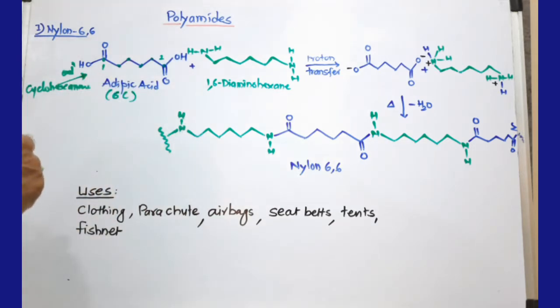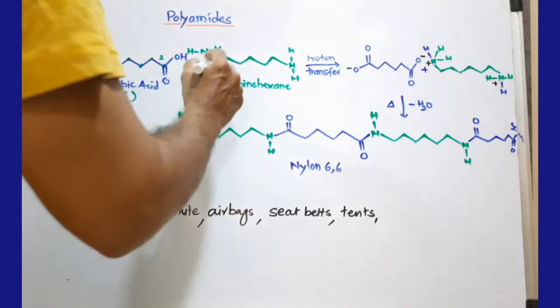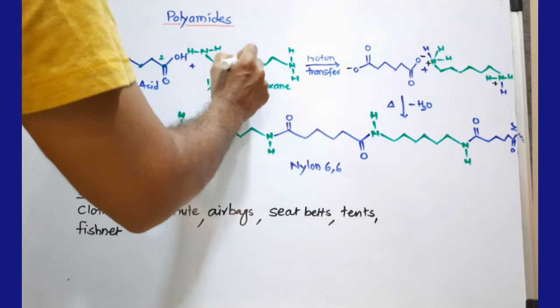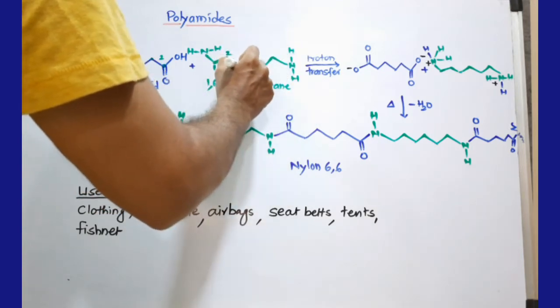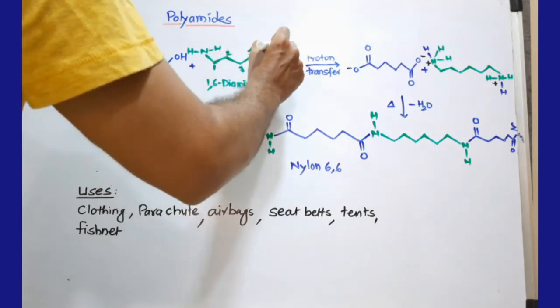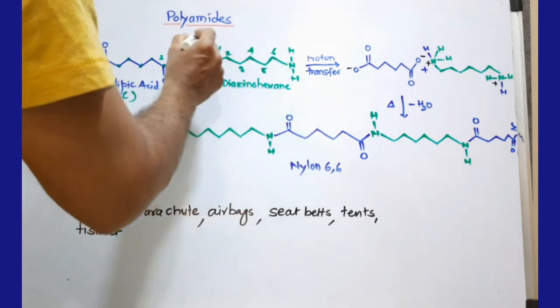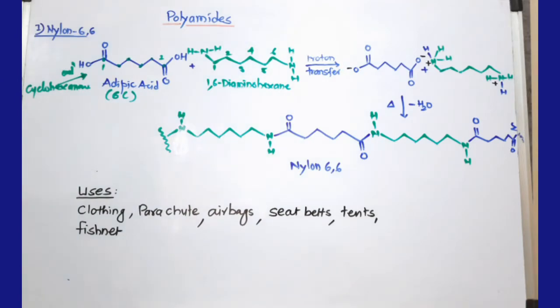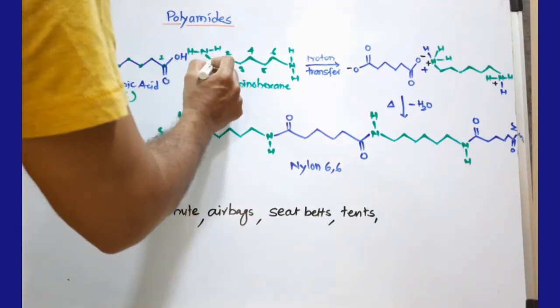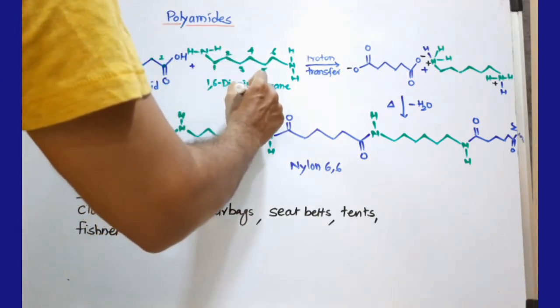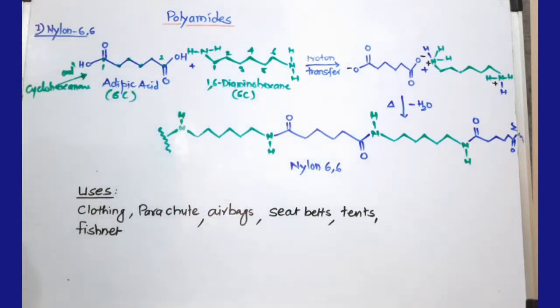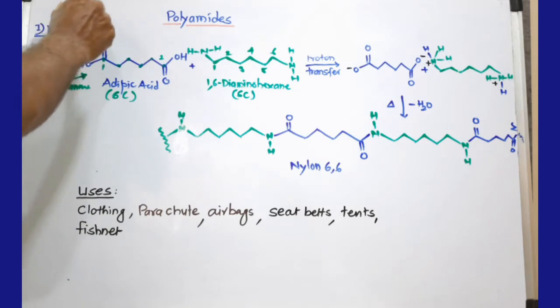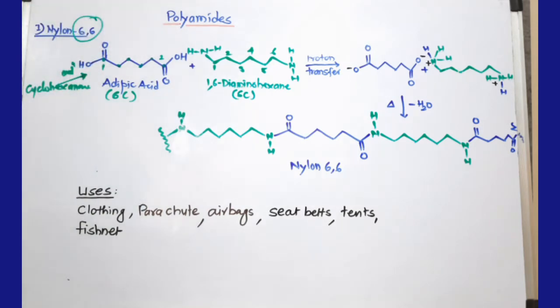Now, in the case of hexamethylene diamine, or 1,6-diaminohexane, at carbons 1 and 6 we have 2 amino groups. Because of that we call it 1,6-diaminohexane. So it also has 6 carbons. Both monomers have 6 carbons, and because of this we call it nylon 66.